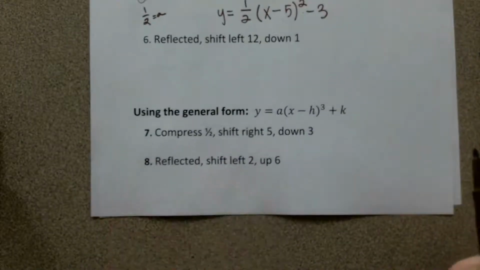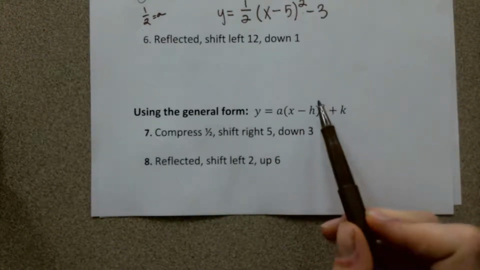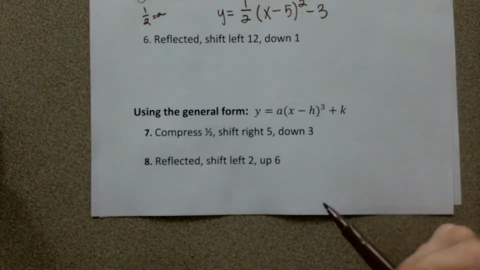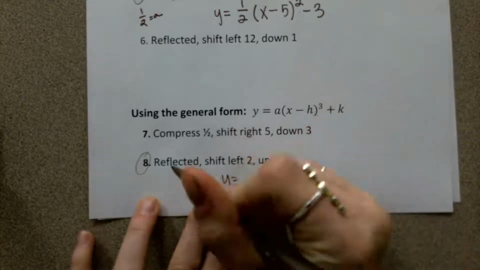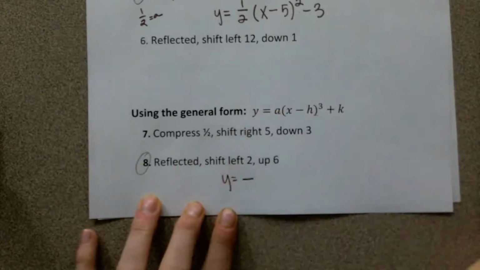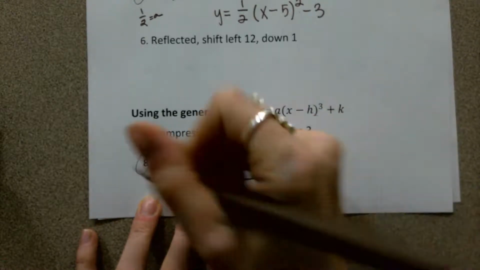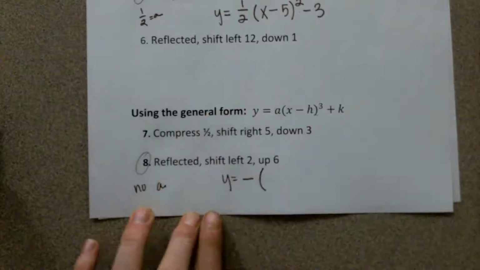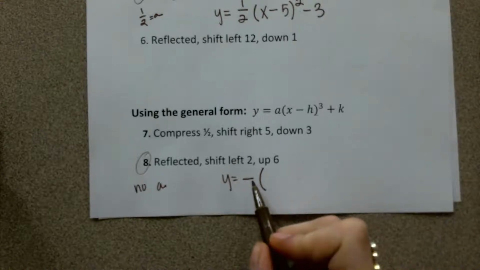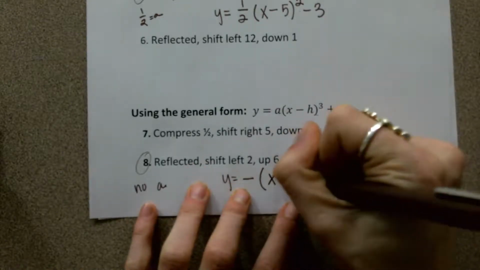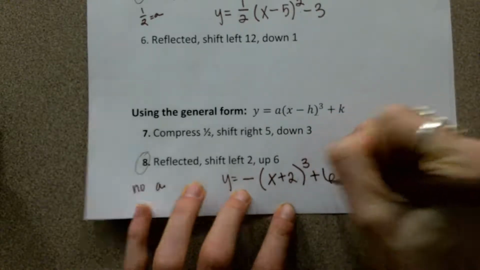Okay, with the general form of a cubic, we have y equals blah, blah, blah cubed now. Okay, so same thing. Let's do number 8. So we have y equals, it's reflected, so we have a negative. We don't have any a, no a, because there's no stretch or compress. Okay, so we just have that negative in front of our parentheses. It moves to the left 2, so opposite, don't forget that cubed, and up 6.